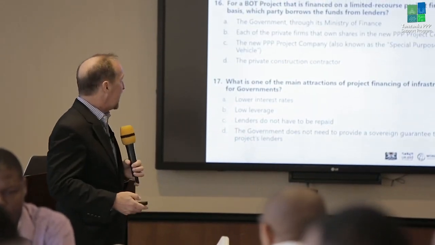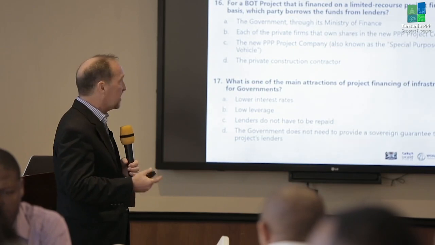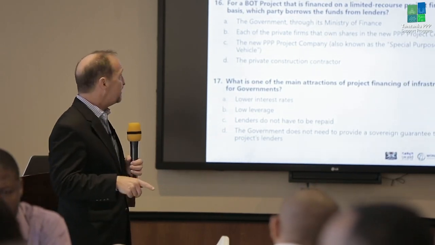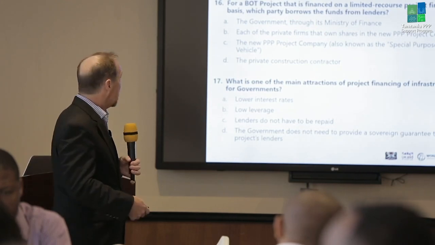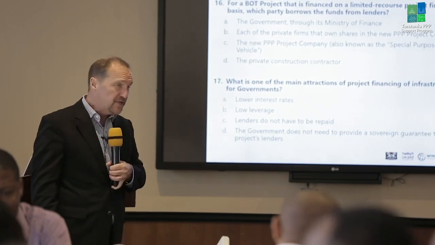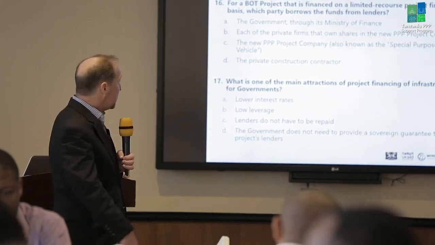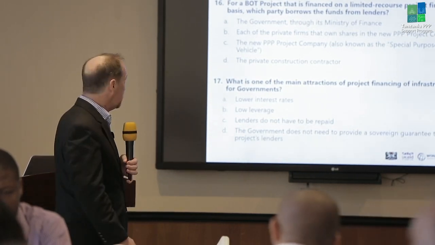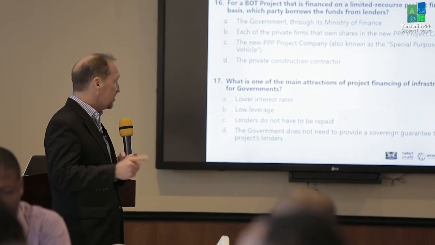Number 16, for a BOT project that is financed on a limited recourse project finance basis, which party borrows the funds from lenders? Is it A, the government through its Ministry of Finance? Is it B, each of the private firms that own shares in the new PPP project company? Is it C, the new project company, also known as the special purpose vehicle? Or is it D, the private construction contractor?